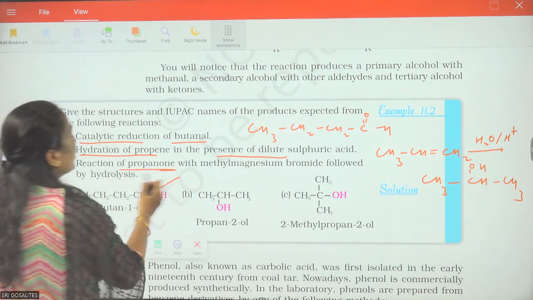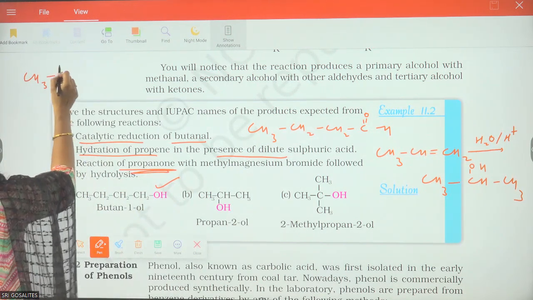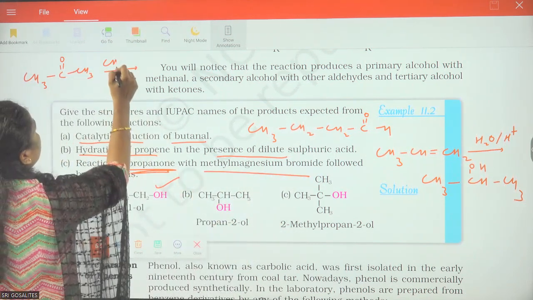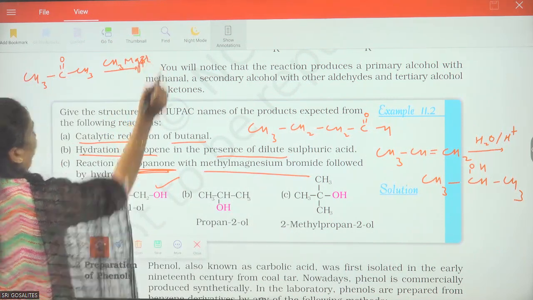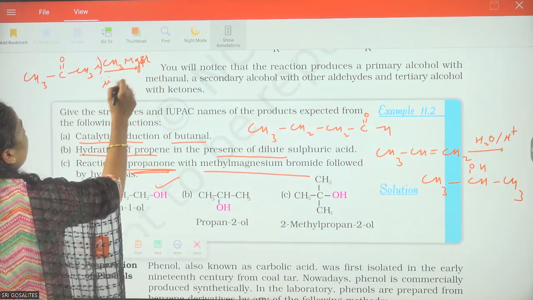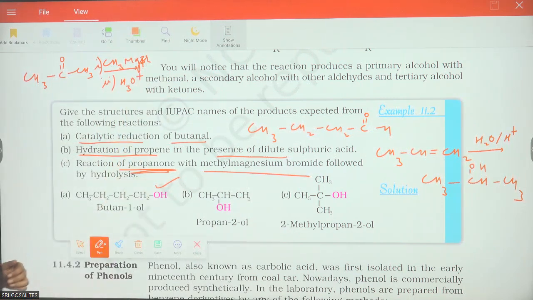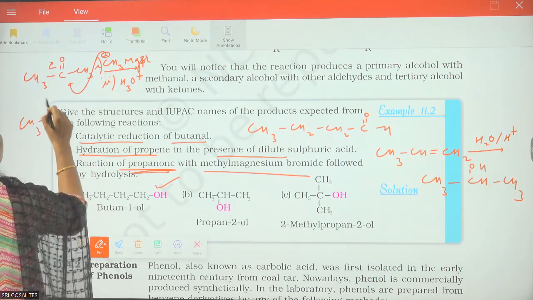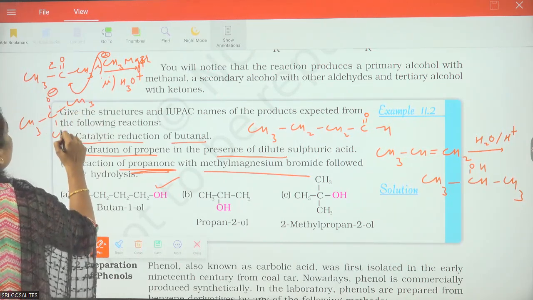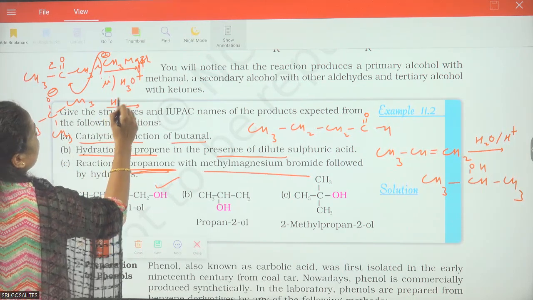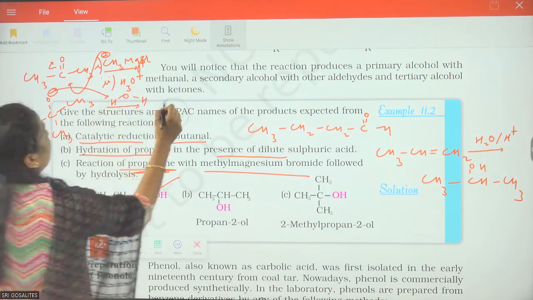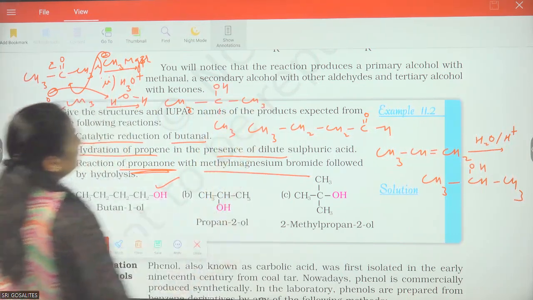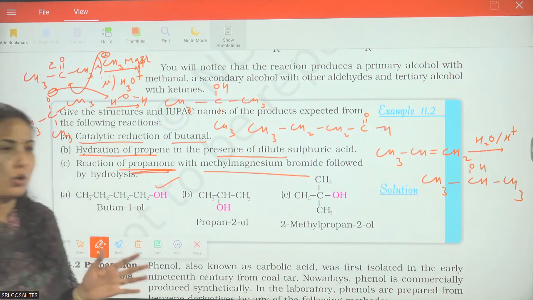Next is reaction of propanone. Propanone is CH3, C double bond O, CH3, with methyl magnesium bromide, that means CH3MgBr, followed by hydrolysis. The first step is this, and then followed by hydrolysis. So first of all, it attacks here and you will be getting CH3, C, O minus, here also CH3, CH3. The next step is hydrolysis, that means you are providing water here. So basically you will be getting CH3, COH, CH3 and CH3. Getting it? So you'll be getting a 3 degree alcohol. Clear about this?